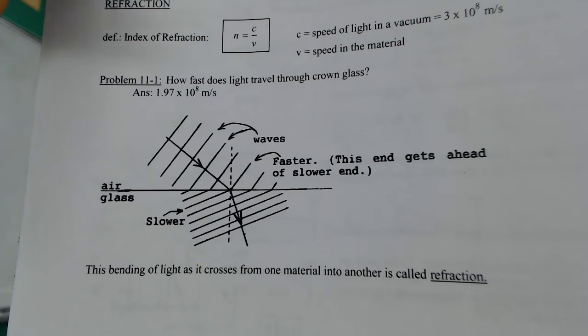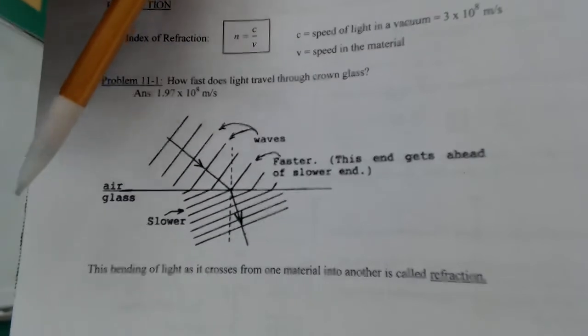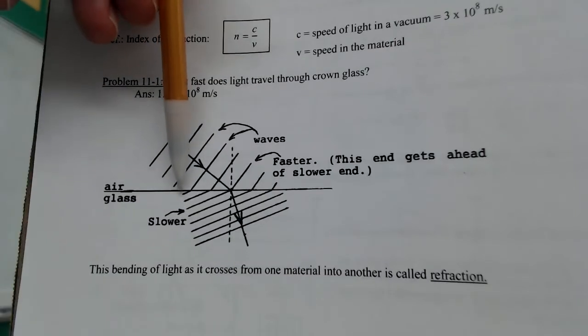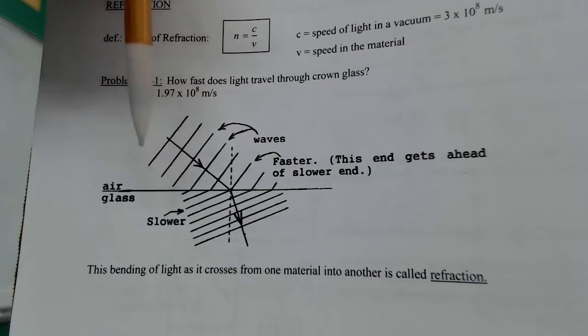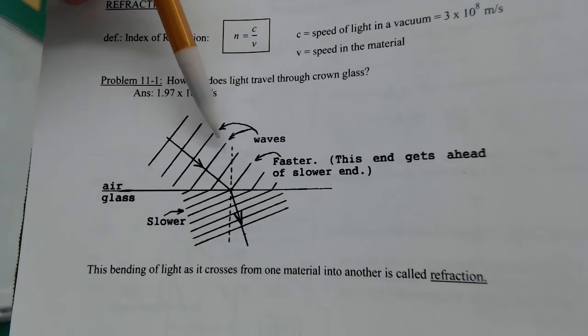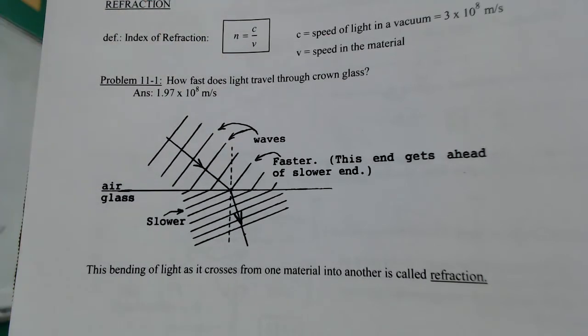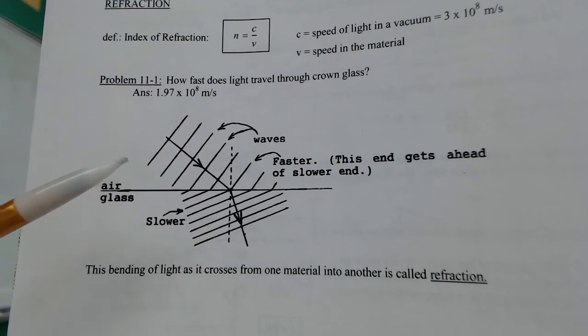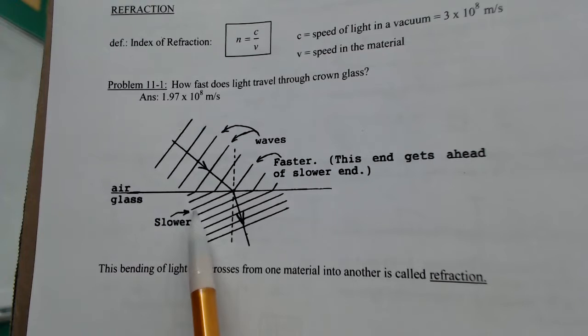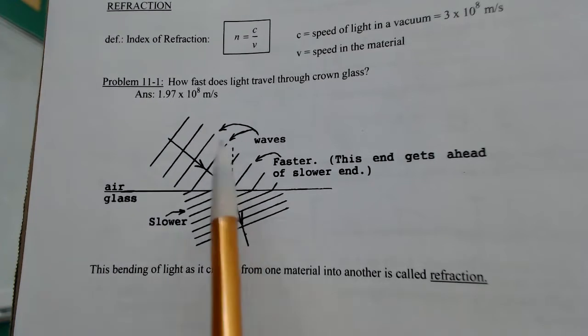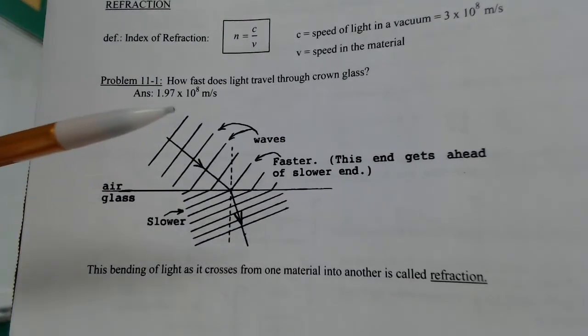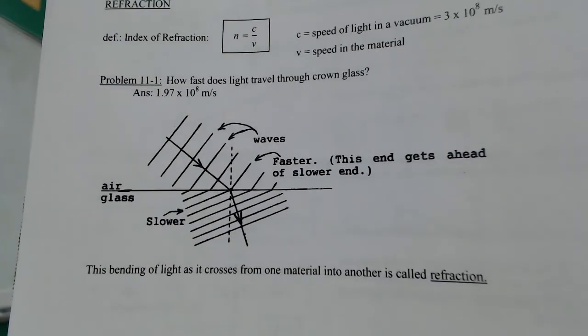So as the waves approach the glass, since they're coming in at an angle, what happens is one end of the wave gets down into the glass where it's going slower, while the other end of the wave is still out in the air where it's going faster. So the end of the wave that's in the glass falls behind the other end that's still going faster. And the longer it's been in the glass, the further behind it falls. And this kind of swings the wave around so it's traveling in a different direction.